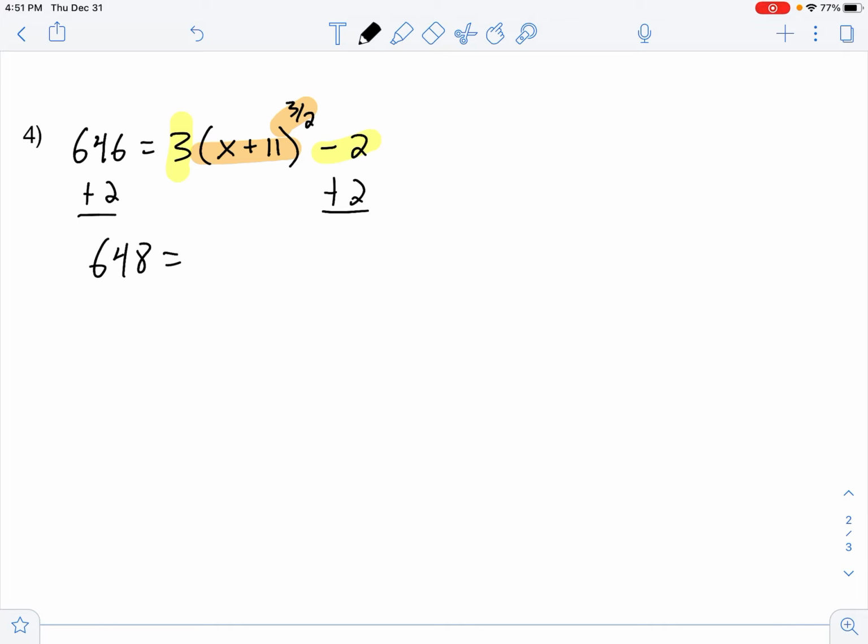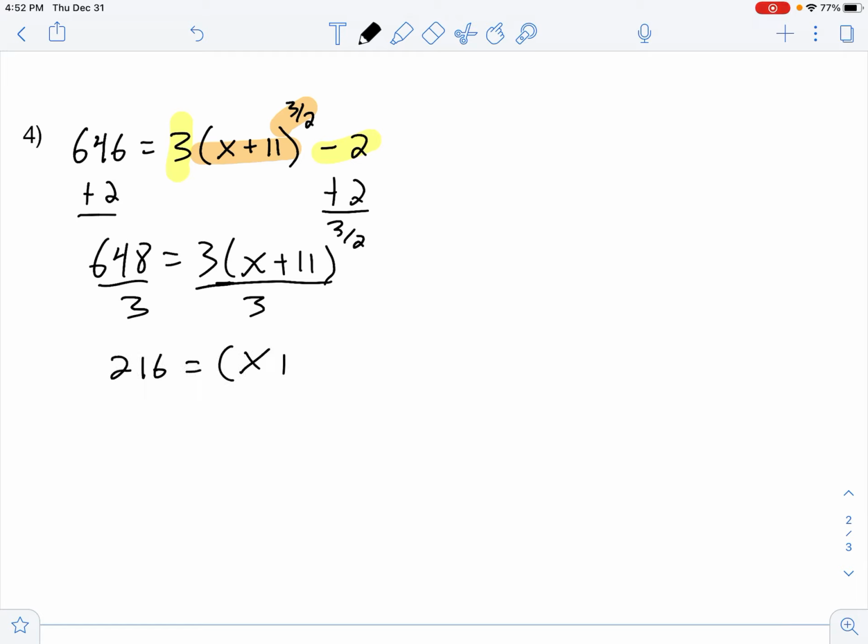So that's going to give me 648 is equal to 3 times x plus 11 raised to the 3/2. And again, I'll fix this, that doesn't look like a 3. So now we've got to get rid of the 3. That's a multiplication here, so we're going to divide both sides by 3, and that's going to give us 216 is equal to x plus 11 raised to the 3/2.